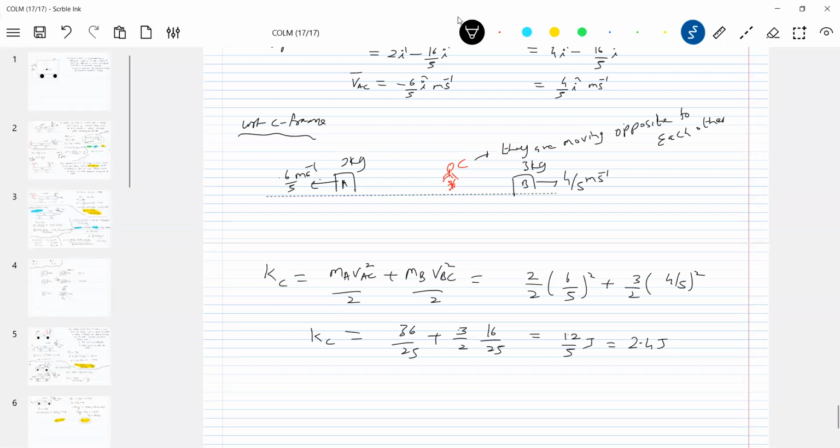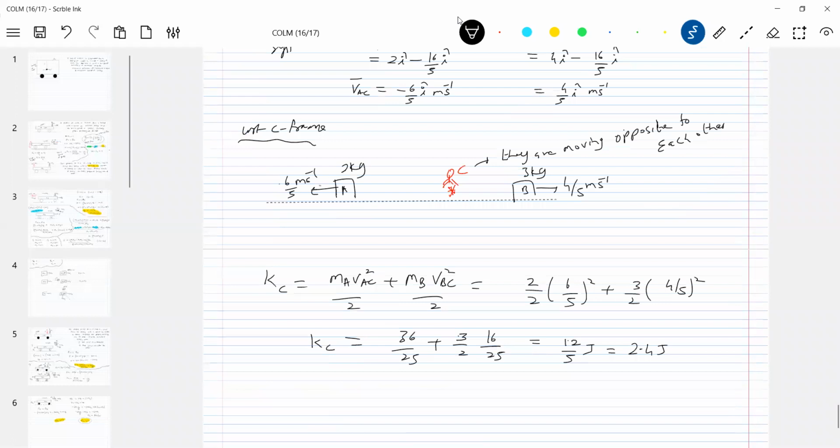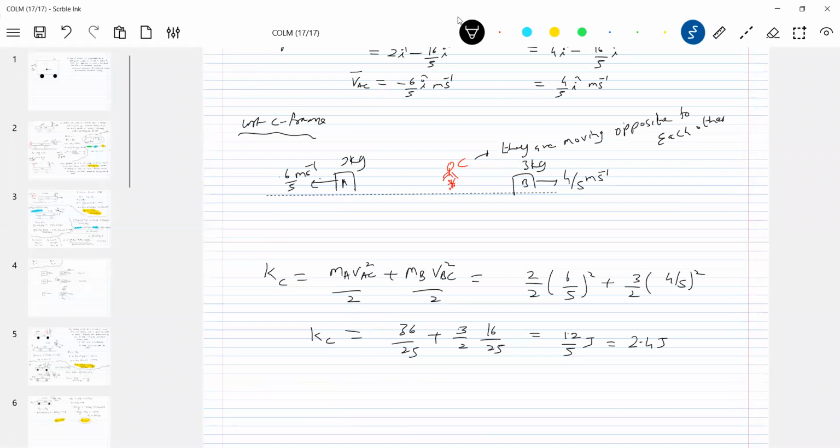So in the center of mass of the system, what is the kinetic energy? It is least, no? In the ground frame, how much kinetic energy did they measure? They measured 28 joules. In the center of mass frame, how much? 2.4 joules. So shall we conclude here? In the center of mass frame, the kinetic energy of the system will be least. You check it. So Kc is in fact less than Kg. So in the C frame, the kinetic energy of the system is least.